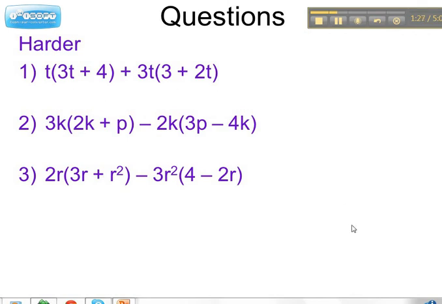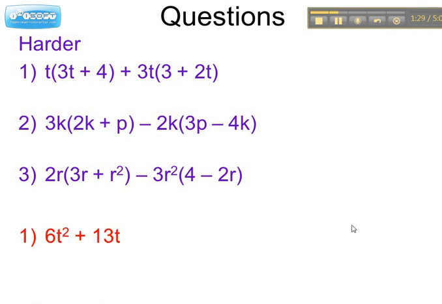So for number 1, you should have had 6t squared plus 13t. Number 2, if you've done it all correctly, being really careful about the negatives in this one, especially when it's minus 2k multiplied by minus 4k to get this plus 8k squared, you should have had 14k squared in total minus 3kp. And please remember, if you put pk, it still is correct. It's just a good habit and good maths to write in alphabetical order.